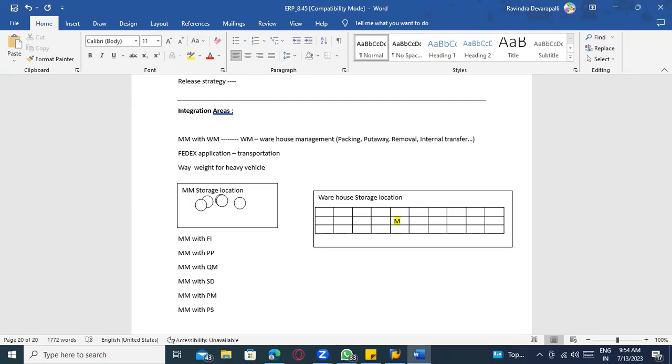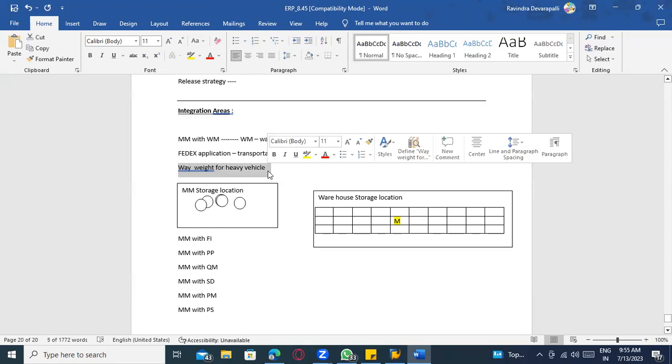Why is it required? Because on the road you must maintain the weight limitation. If it is a heavy load vehicle, you cannot use certain types of roads. There may be four-lane, five-lane, six-lane, eight-lane roads, so there must be limits on vehicle weight. So they use some other third party system to check the weight, loading and all. There are different third party systems, and they connect with the SAP application.